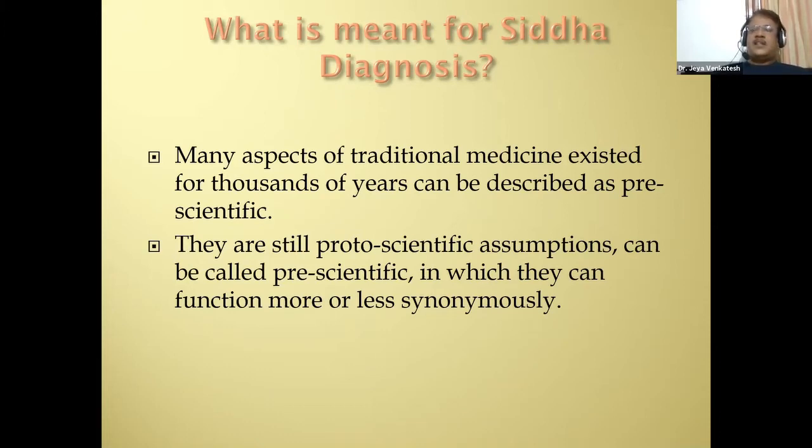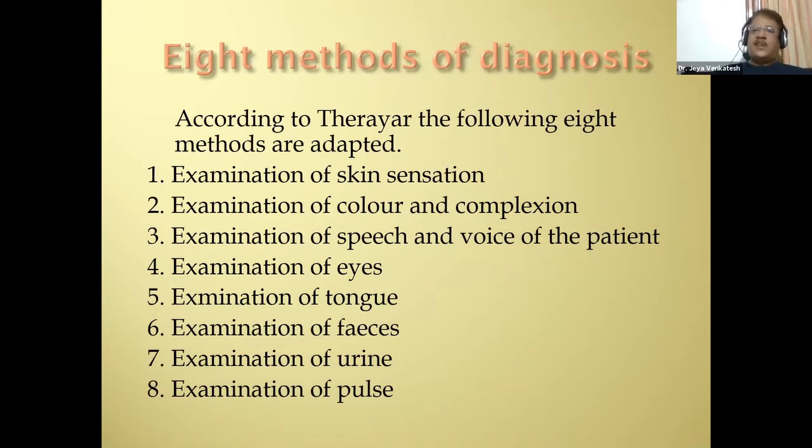That is Envagai Thervu, as we call it in Tamil. That is examination of skin, examination of color and complexion of the whole body, examination of speech and voice of the patient, examination of eyes, examination of tongue, examination of feces, examination of urine, and examination of pulse. Examination of pulse and examination of urine are the very important Siddha parameters to conclude the diagnosis.